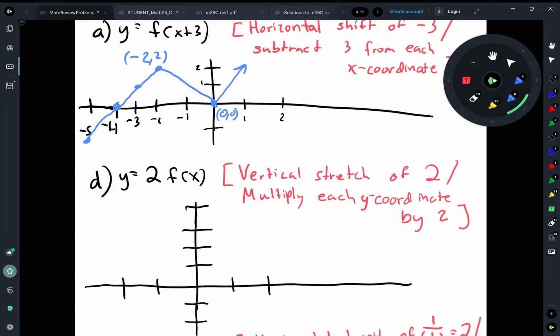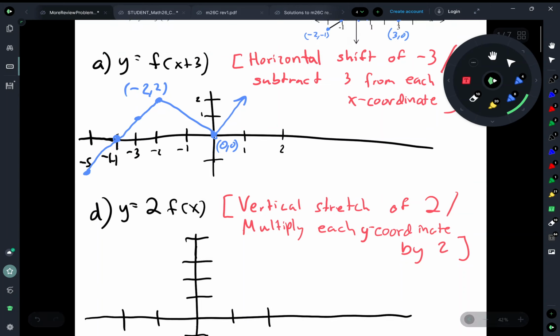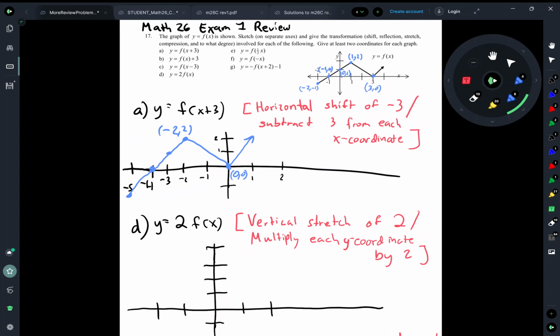Another way of thinking about this, we are going to stretch the graph out. Another way of thinking about this is multiplying each y-coordinate from the original graph by 2. So if we go back to the original graph, I'm going to get each of these points, and I'm going to multiply the y-coordinate by 2. It's going to be a vertical stretch. And because I'm not doing anything horizontally, the x-coordinates are going to stay the same. So only the y-coordinates are transforming now.